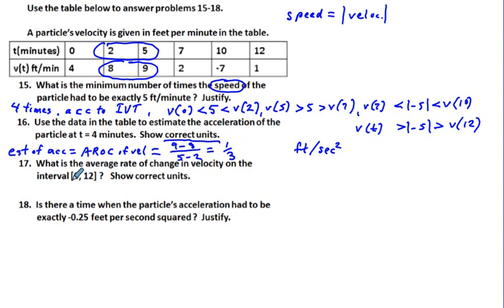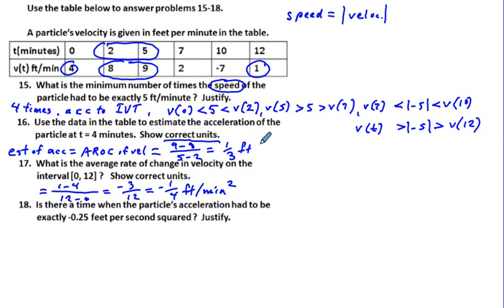What is the average change in velocity on the interval from 0 to 12? Show correct units. Well, in this case, we're going to have 1 minus 4 over 12 minus 0. And that's going to be -3 over 12, which equals -1/4. And that's going to be feet per minute squared. Now, I had the units not exactly right over here, did I? In choice B, it's going to be feet per minute squared.